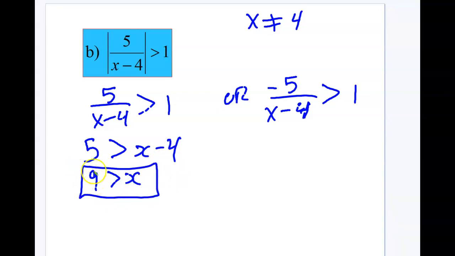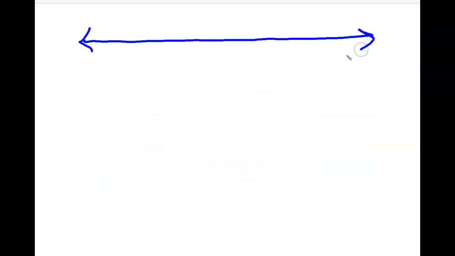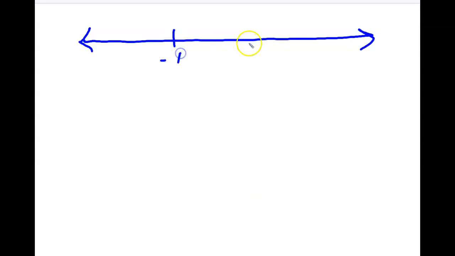Okay, and I'm going to use this 9 on my number line shortly, and I'll show you what I mean. Over here, I'm going to, again, multiply both sides by x minus 4. If I add 4, I get x is less than negative 1, and I'm going to use negative 1 on the number line as well as 4. So I'm going to show you how we're going to utilize the number line to find our solutions. I'm going to put negative 1, 4, and 9 on my number line.